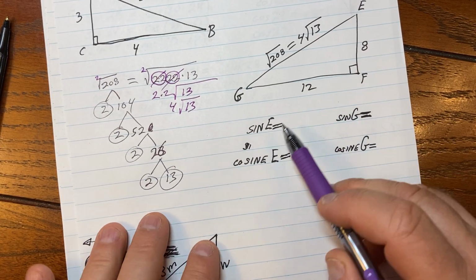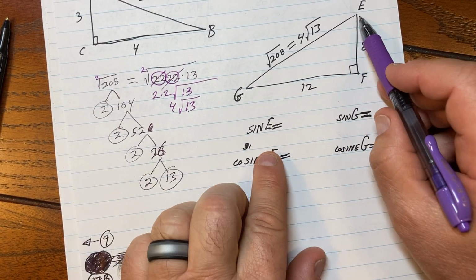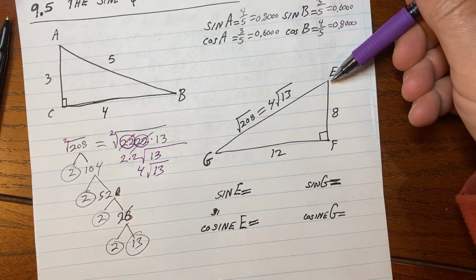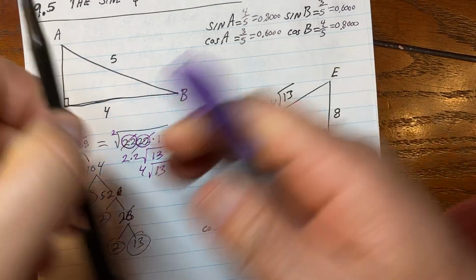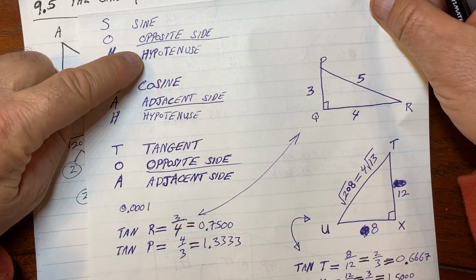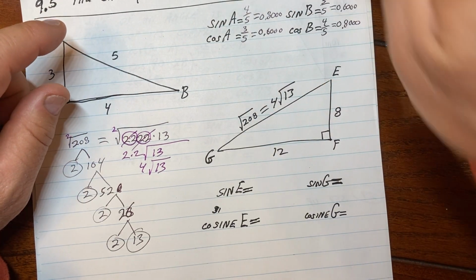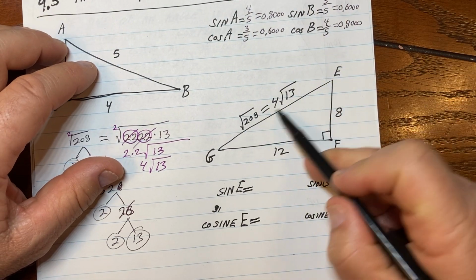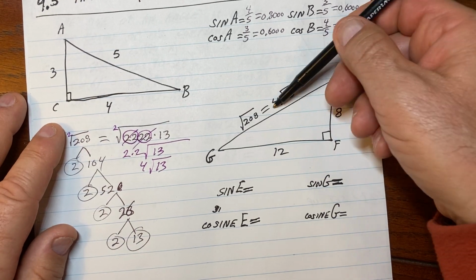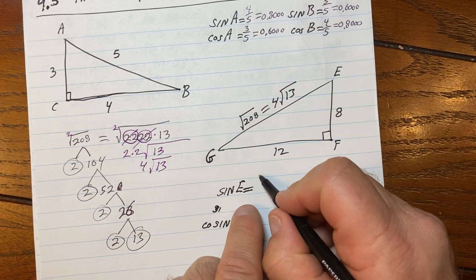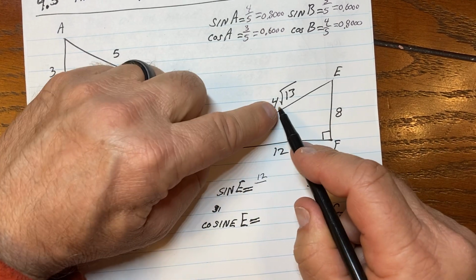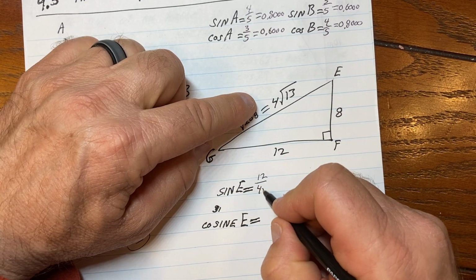Now, let's do this. The sine of E. Here's E. Sine is defined as opposite over hypotenuse. Good thing you have this in your notes. So that's the hypotenuse. Sine is the opposite side divided by hypotenuse. So opposite side is 12 divided by 4 root 13.